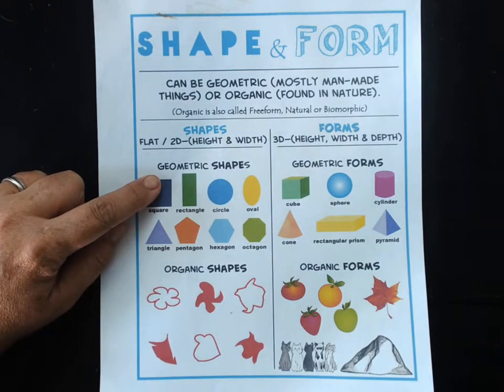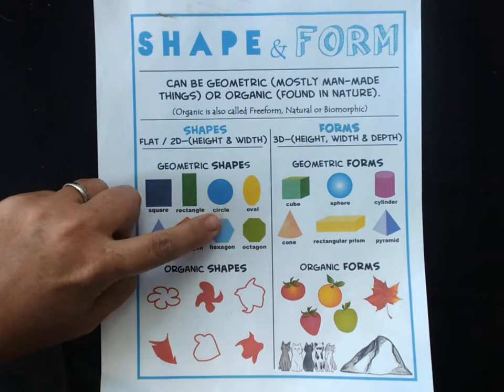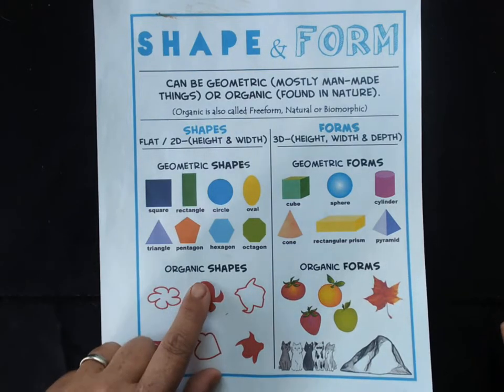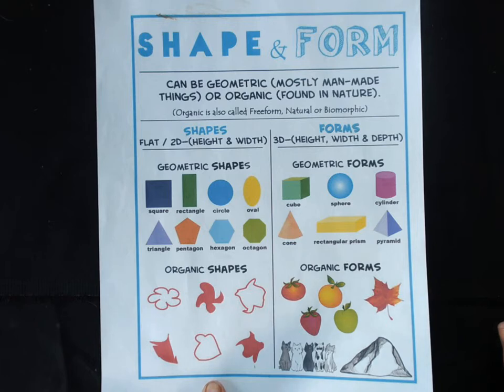Geometric shapes are generally man-made, whether with a machine or anything like that. So these are man-made shapes. Sometimes you'll find them in nature, but generally organic shapes are nature shapes. They're kind of those wiggly waggly shapes.